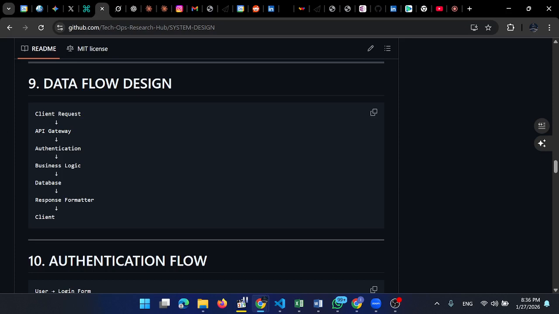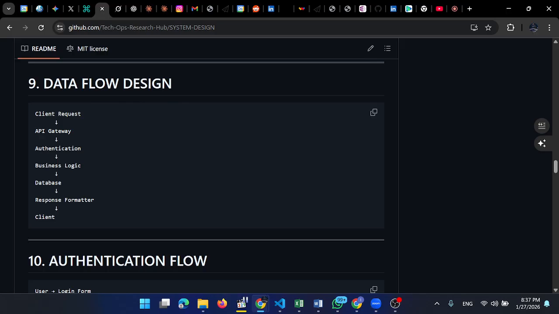And then the API gateway has to go through the authentication bit. This authentication bit will go through the business logic, and then the database, then the response formatter, and then the client. Very interesting, because this helps you understand how the flow goes from the client request to the API gateway, the authentication, then the business logic, then the database, then the response formatter, and then the client. Very important. The data flow design helps you to capture things from a very clear perspective, right?